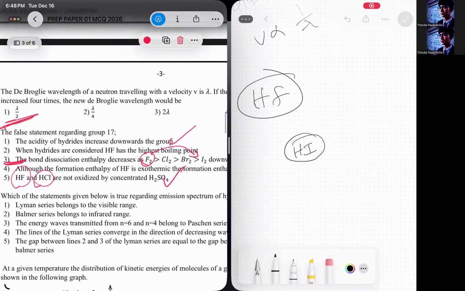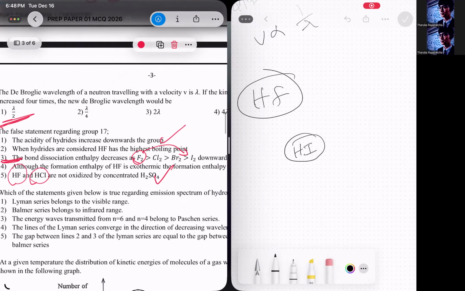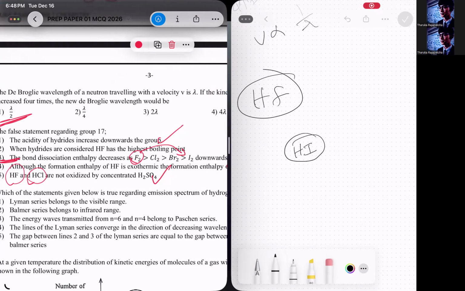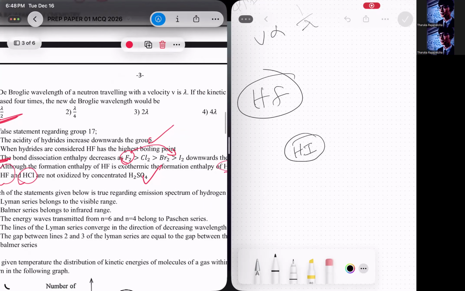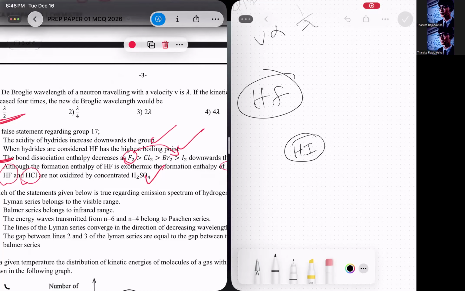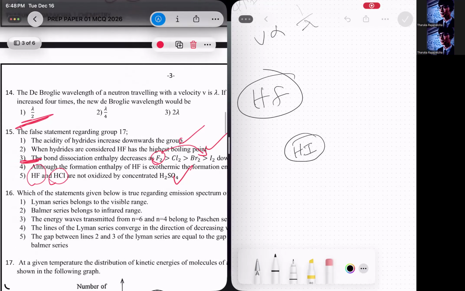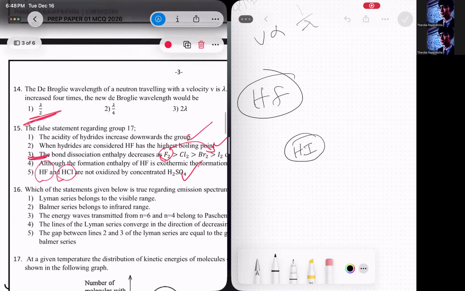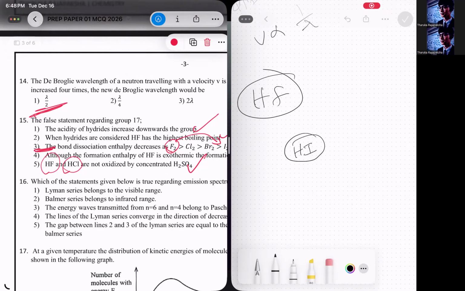Second one, yes. When hydrides are considered, HF has the highest boiling point. That's correct, people. My bad, I told you that it's wrong. It is correct. HF has a higher boiling point than all other hydrides in group 17 because of hydrogen bonding. So that's going to be answer number 3.